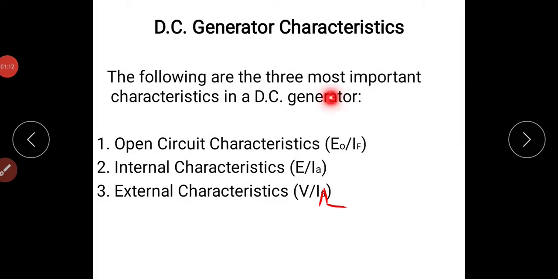Here E0 is no load generated EMF, E is generated EMF at load condition, and V is the voltage across the load. It is also called load voltage or terminal voltage. IF is field current, the current supplied to the field winding. IA is armature current, the current delivered by the armature. IL is load current, the current flowing through the load. OCC means the graph between E0 versus IF. Internal characteristics means the graph between generated EMF versus armature current. External characteristics means the graph between load voltage and load current.